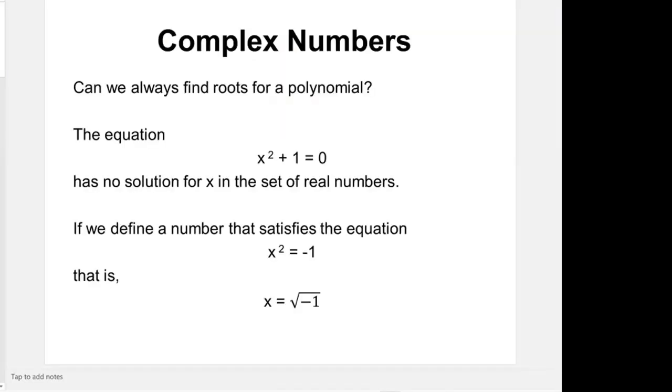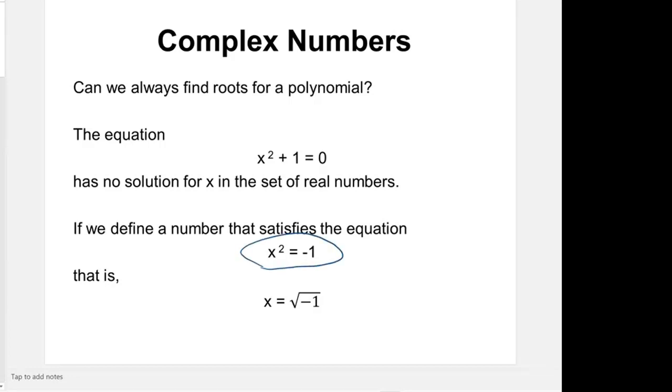Complex numbers. If we ever want to find a root for a polynomial, and roots are basically my zeros or my x-intercepts mostly, so when I want to find a root, I'm really saying, let's let the equation equal 0. So for example, here I have x squared plus 1 equals 0. If I subtract 1 from both sides, I end up with x squared equals -1.